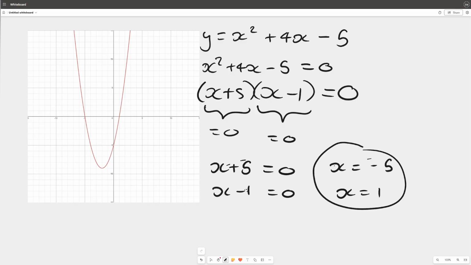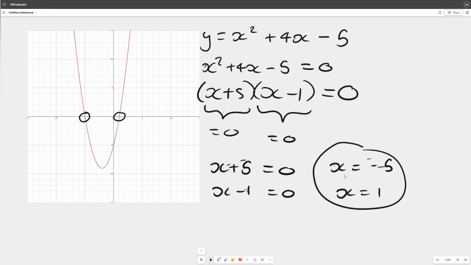These are our two answers. X is equal to minus 5, x is equal to 1. Now what does this actually mean? Well, these are the two x values on this equation where our y value is equal to 0. So if we go back to the graph here, x is minus 5 and x is 1 indeed is the location where this line crosses the x-axis and is subsequently where y equals 0.